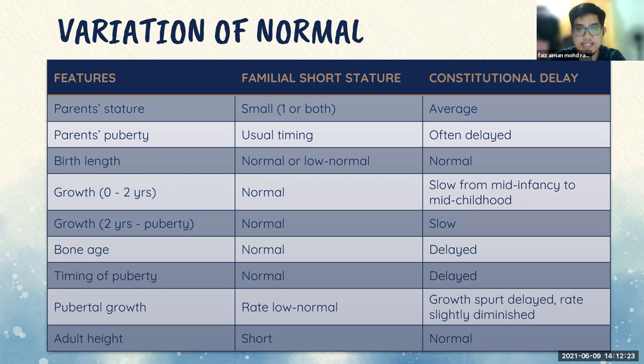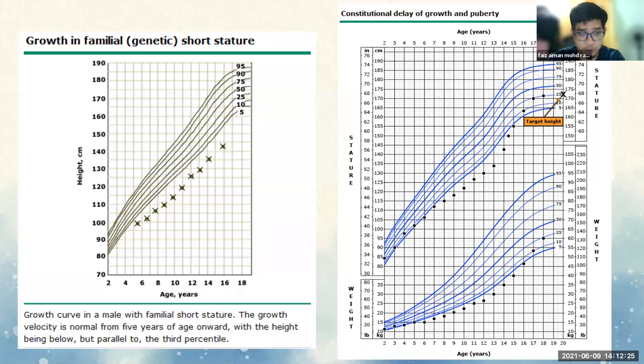So to make it easier, just look at the growth chart. As you can see, in familial genetic short stature, the growth velocity is always below the percentile. But for constitutional delay of growth and puberty, usually they will have a slower velocity during childhood, and then they will have delayed puberty. But once they achieve puberty, they will usually achieve the target height.